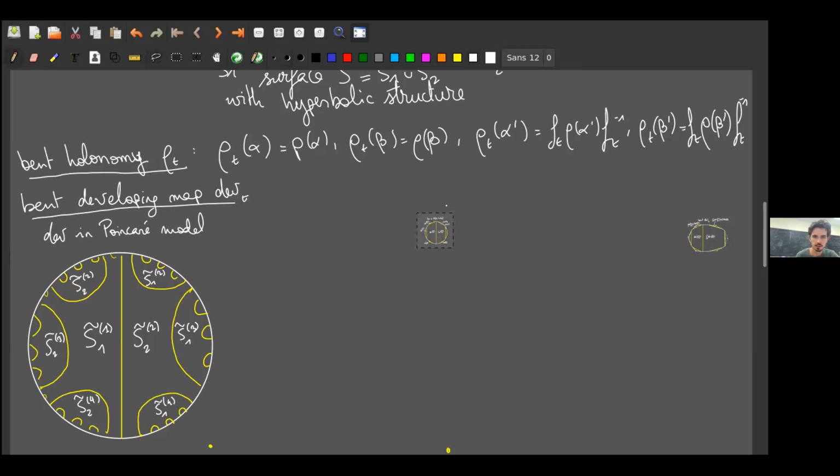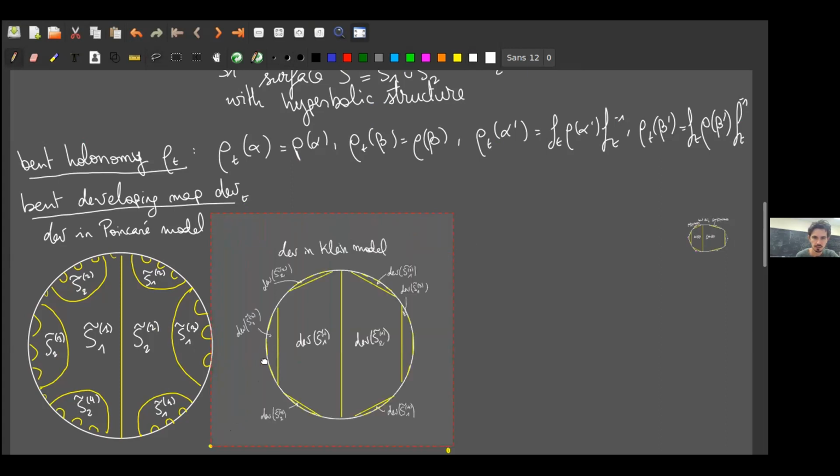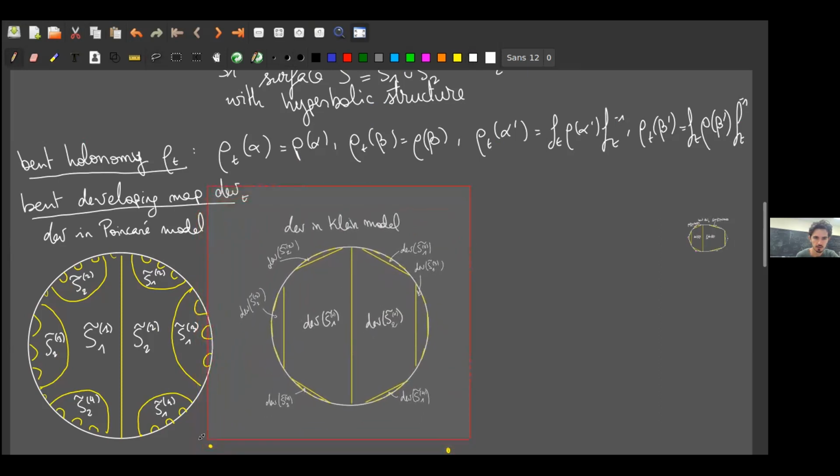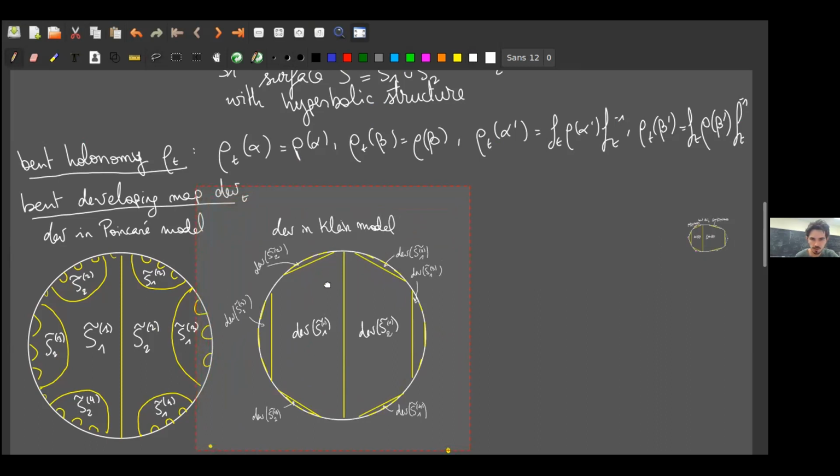In the other model, it's the same thing, except that things are much harder to see, because everything sort of gets flatter and smashed along the boundary, unfortunately. But we have the same phenomenon. And now the bent developing map looks like that.